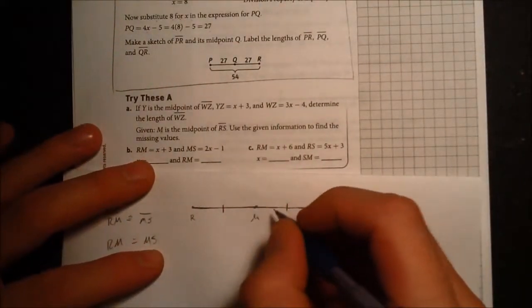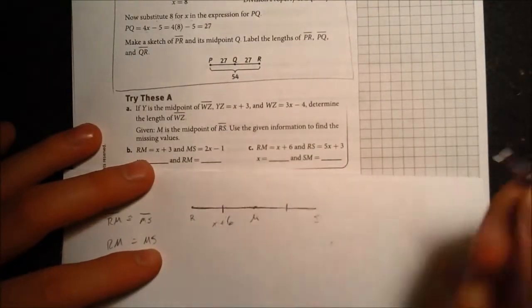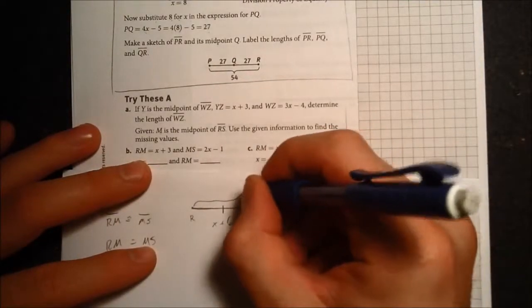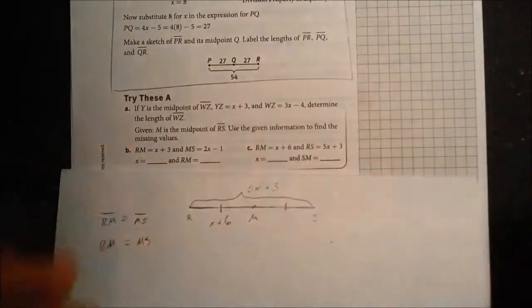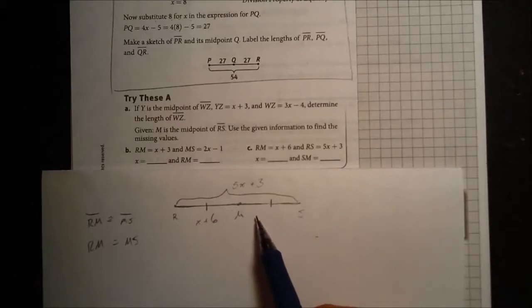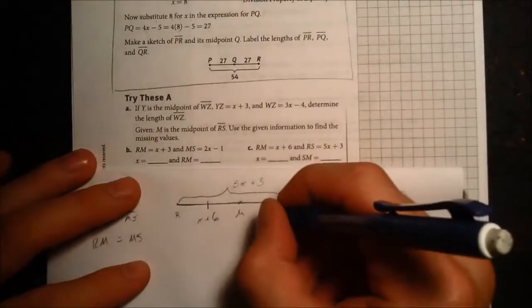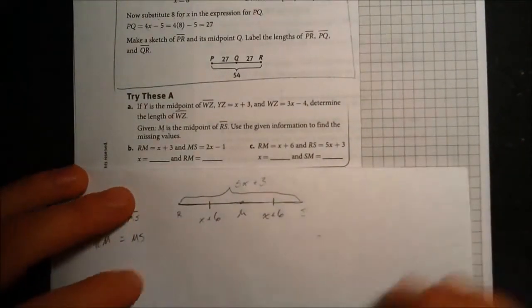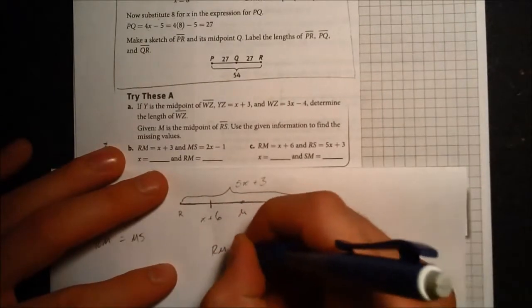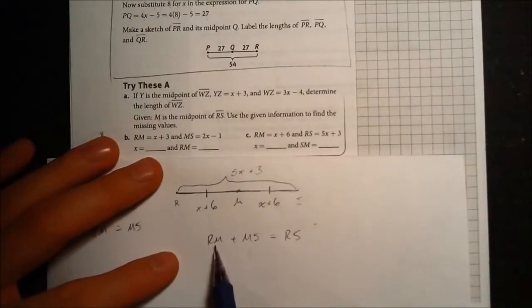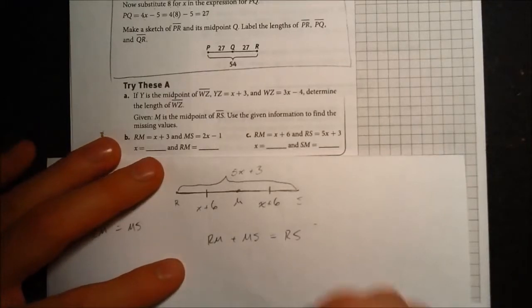It tells us that the length of segment RM is x plus 6, and the length of RS, which is the whole thing, is 5x plus 3. Once again, since I know that these two parts are equal, if this is being represented by x plus 6, then this too can be represented as x plus 6 because their lengths are equal. So part plus part is going to equal the whole. The length of segment RM plus the length of segment MS is going to equal the whole length of segment RS. So I'm going to do a little substitution.